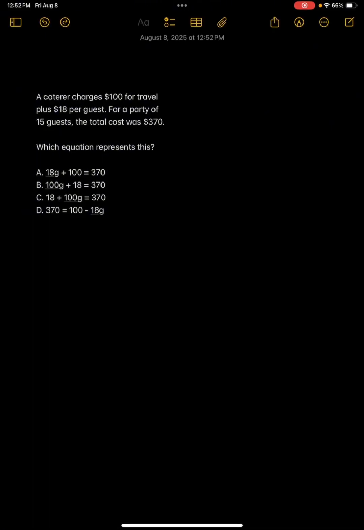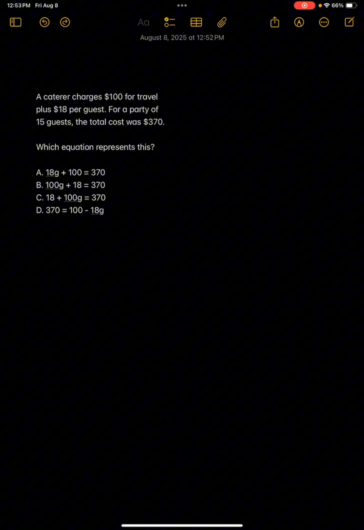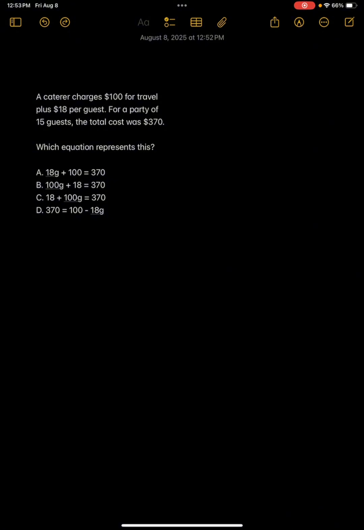Okay, it's time for another practice SAT math problem in which we are given a word problem that we need to interpret into an algebraic equation. We're given the situation that says a caterer charges $100 for travel plus $18 per guest. For a party of 15 guests, the total was $370. So we want to know which equation represents this.